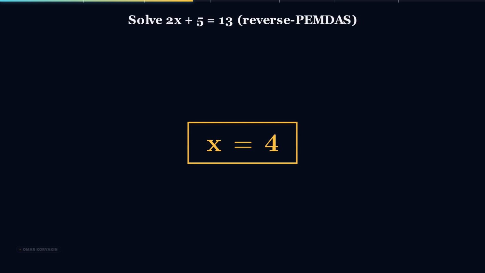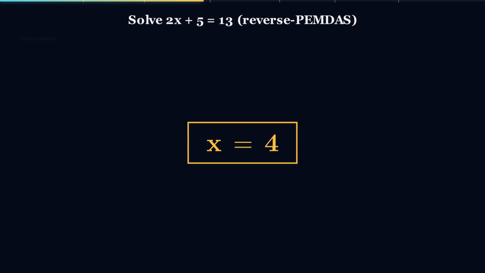The big lesson from this example is the reverse PEMDAS order applied carefully: subtract first because addition was the outer layer, then divide because multiplication was the inner layer. The order is non-negotiable. Applying the inverses in the wrong order forces you to handle fractions or extra arithmetic that the correct order avoids entirely.